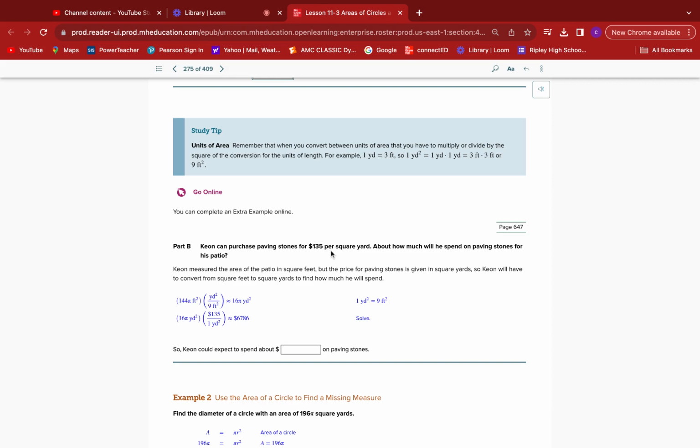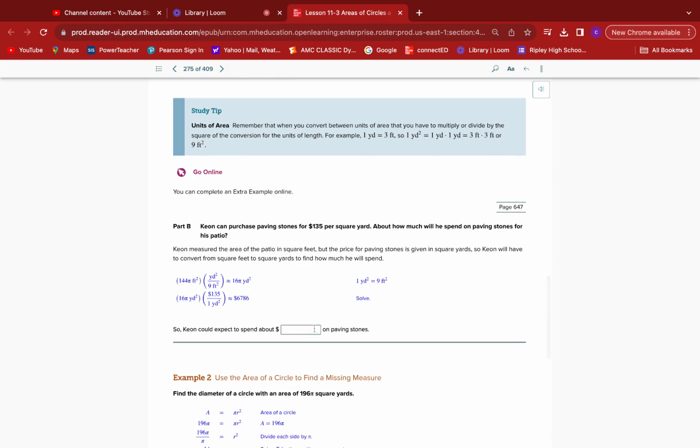Per means to multiply. Square yard, so 135 times our 16 pi. And we're going to get $6,786. So Keon could expect to spend about $6,786, and they're saying about because you have state taxes.